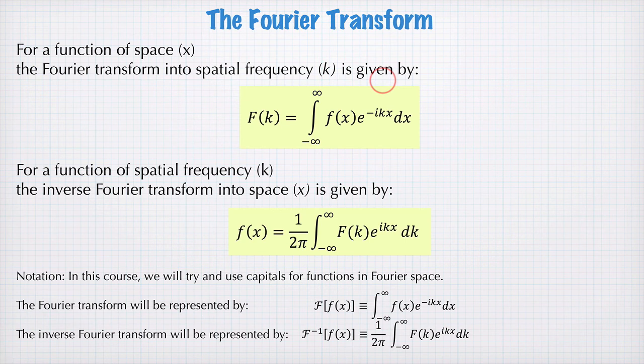And these, in fact, are the forward and reverse Fourier transforms. So for some function of space x, the Fourier transform into spatial frequency is given by this equation here. So f of k is this integral. For a function of spatial frequency k, the inverse Fourier transform, so back into space, is given by this equation here. A word on the notation: this course will try to use capitals for functions in Fourier space, so capital F for a function of Fourier space, and lowercase letters for functions of real space. And the Fourier transform will be represented with this curly F, and the inverse Fourier transform will be represented with this curly F to the minus 1.